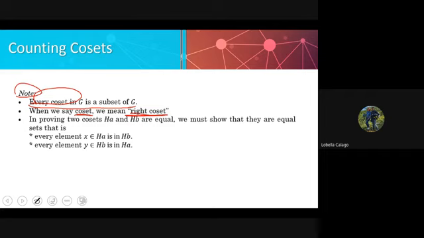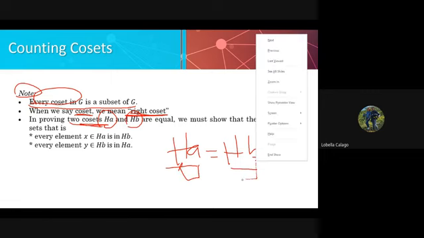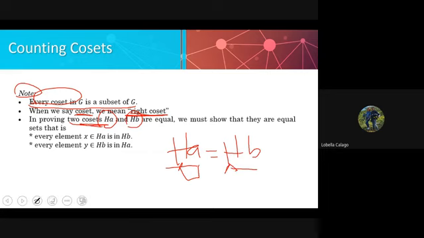Okay? So, proving two cosets, itong Ha and Hb na equal daw. So, for example, Ha and Hb. They are both right cosets where a is fixed, ranges over H, and b is fixed, ranges over H din. So, we must show that they are equal sets. Para makita natin na itong cosets dito ay magkaparehas, dapat magkaparehas na yung kanilang set. Anong ibig sabihin nun?